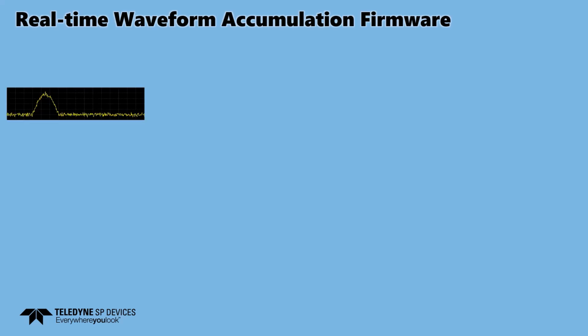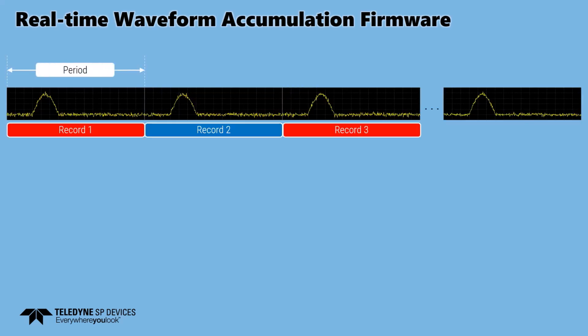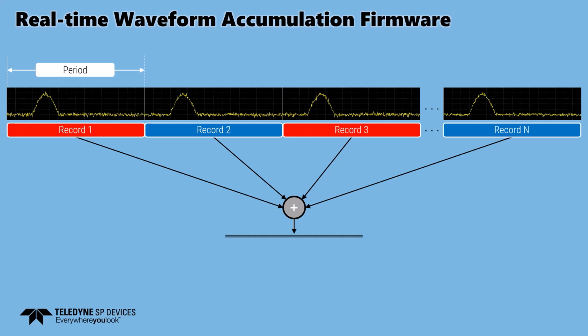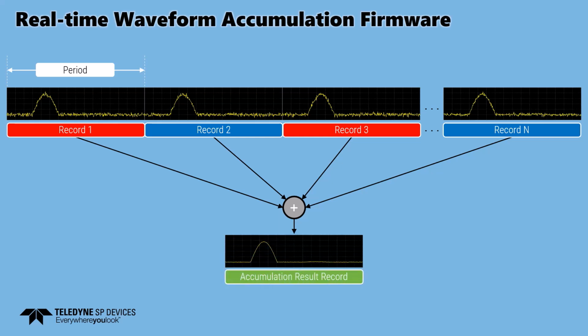If you're working with periodic or repetitive signals, you can additionally use our FWATD firmware package for real-time waveform accumulation. By accumulating the acquired periodic pulses, you can significantly increase the signal-to-noise ratio and at the same time reduce the data rate.